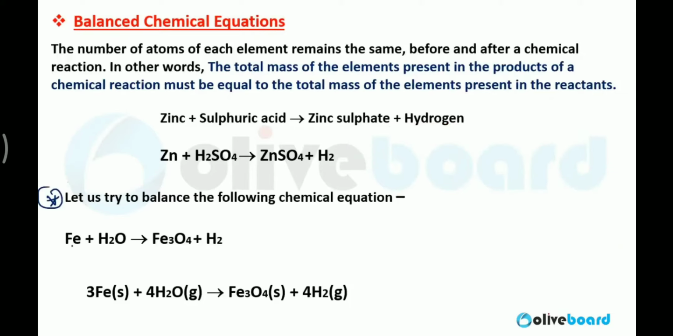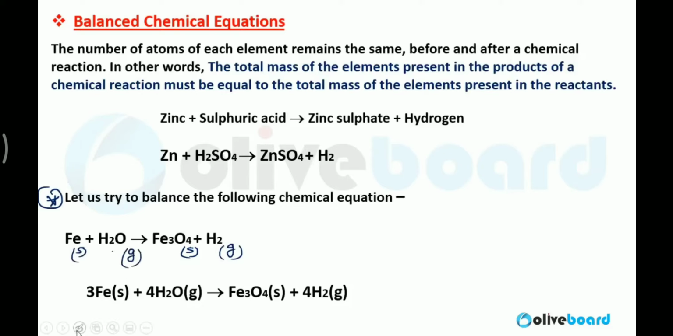Here you can see that iron, when it is reacted with water, what did you get? Ferric oxide, Fe3O4, plus hydrogen gas. Clear? And this Fe3O4 is a solid substance, and here iron is solid and H2O is gas.